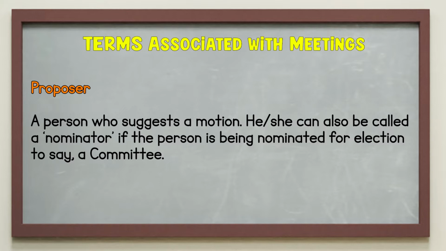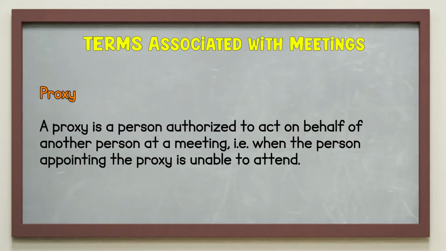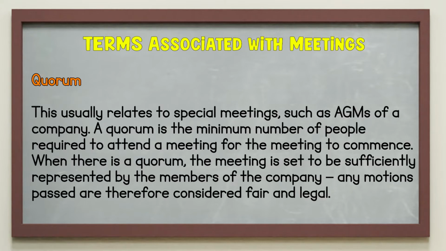Proposer. A person who suggests a motion. He or she can also be called a nominator if a person is being nominated for election to, say, a committee. Proxy. A proxy is a person authorized to act on behalf of another person at a meeting. That is, when the person appointing the proxy is unable to attend. Quorum.